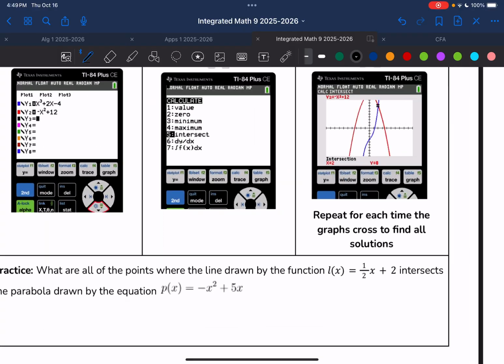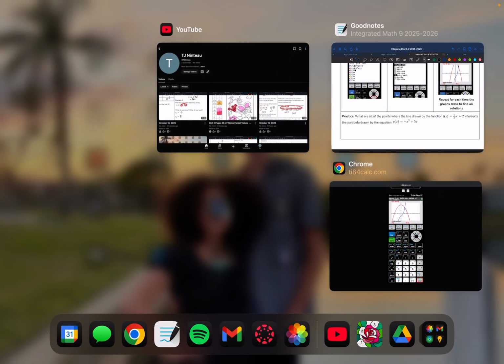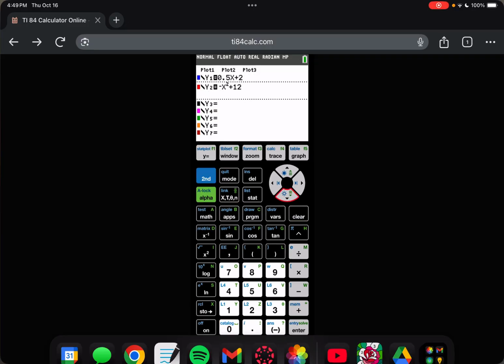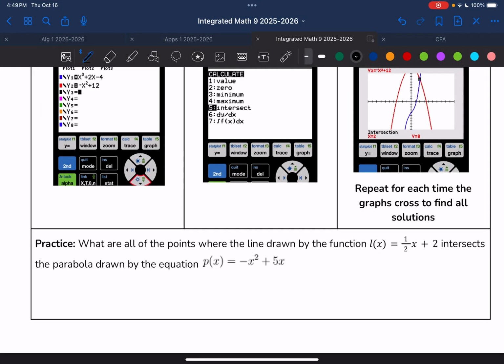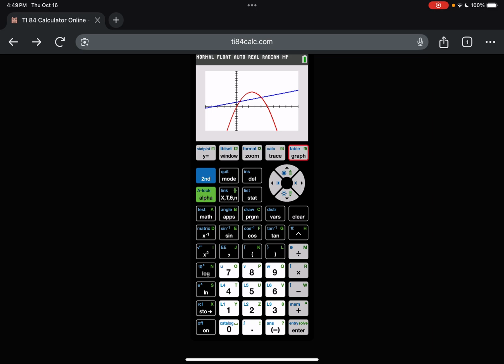All right, then we can do the practice down here. Find all the points where the two functions are equal. The first one is one half x plus 2, so we're going to enter 0.5x plus 2. The second function is negative x squared plus 5x. Let me graph it. There it is.